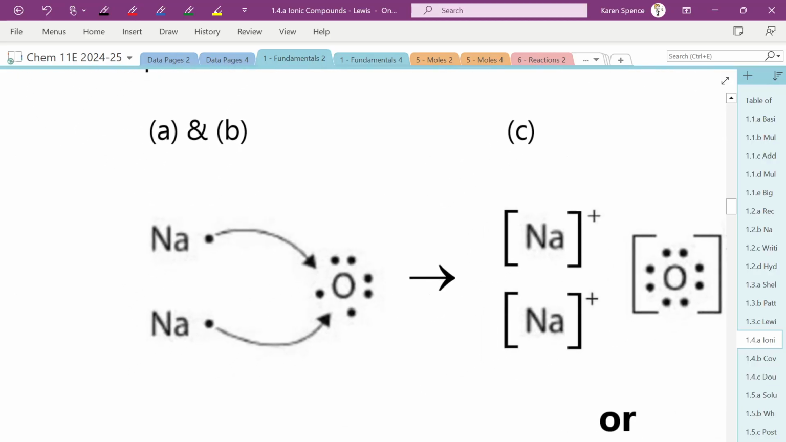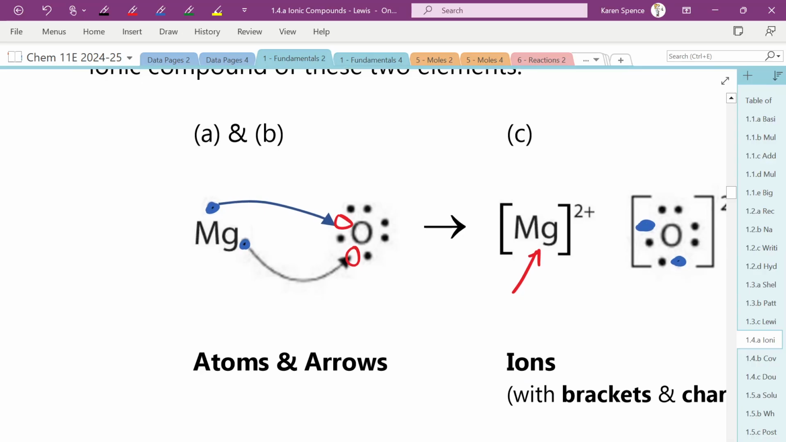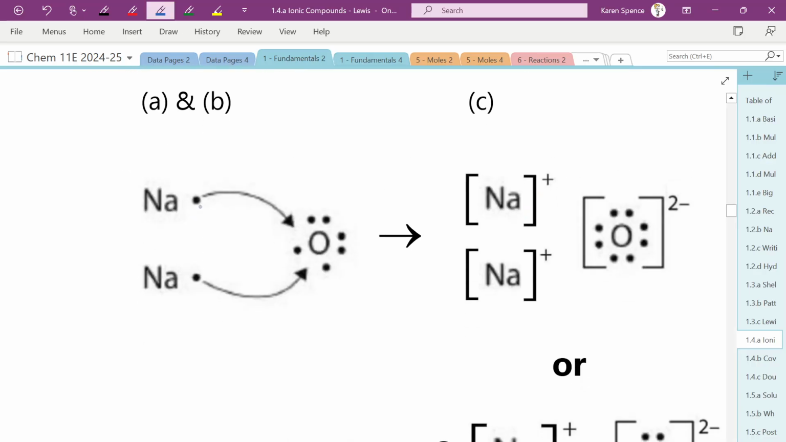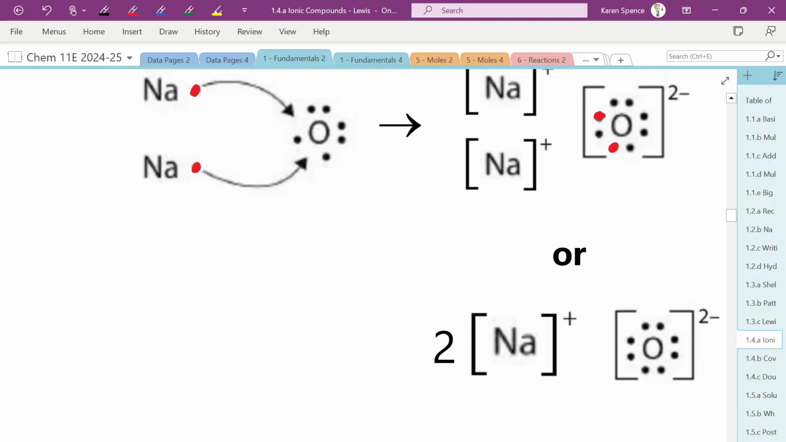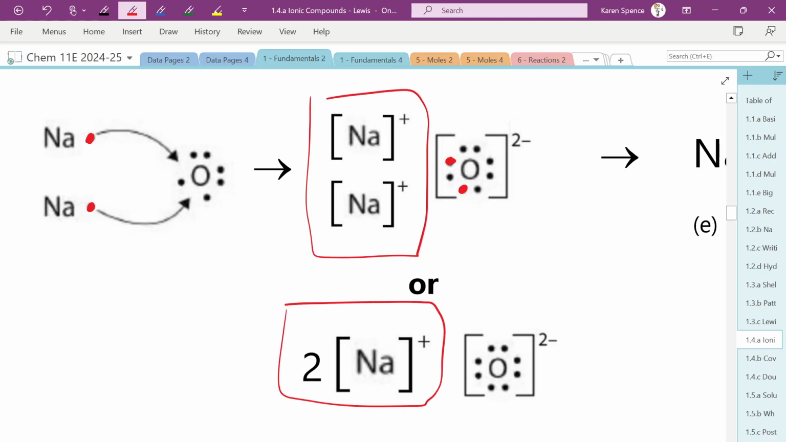Now, what if we don't have something that matches nicely? This one had 2, oxygen needed 2. If we have sodium, which only has 1, but oxygen needs 2, then of course you need to have 2 sodiums. Yes? Does that make sense? So each of them will give an electron, and you'll have 2 sodiums with the brackets and the charge. Is that good? Okay. Now, you can write it one of 2 ways. You can either write the 2 sodiums separately, or you can write 2 Na+.